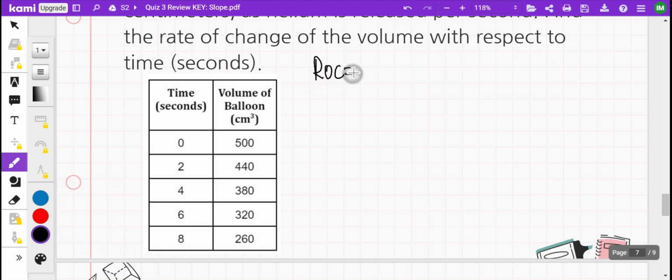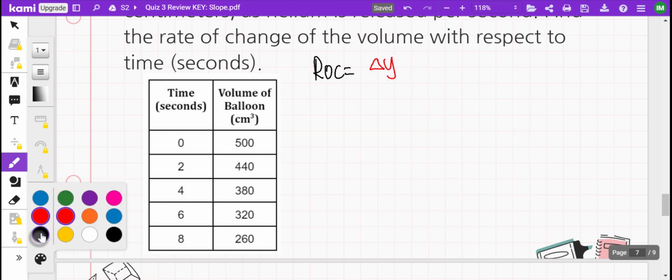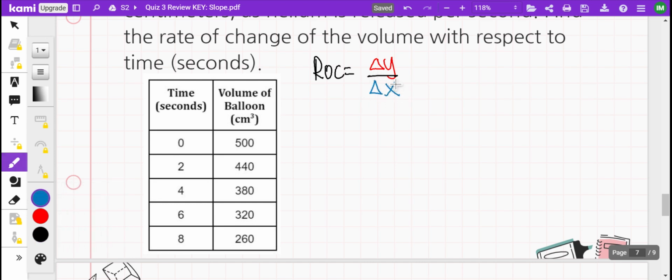In order to find the rate of change, that's going to be the change in y divided by the change in x. So for my change in y from 500 to 440, be careful here. Notice how the numbers are dropping, so we know it's going to be a negative. How do I get from 500 to 440? If you're not sure, type it into your calculator. The change is going to be 60. Just do 500 minus 440 gives you 60. We know it's negative because the number is going down.